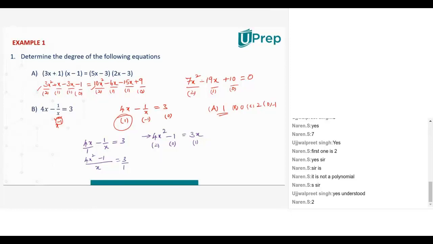What should be the degree of this now? The degree of the polynomial should be 2. Right? Is this clear now to all?